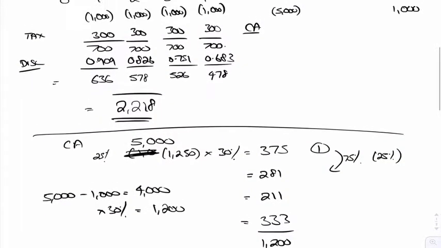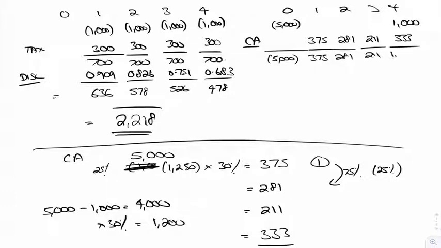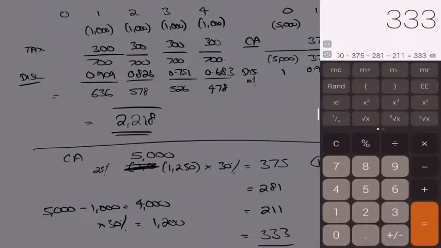So let's put those figures in then. So payable in the year, so in year 1 would be the 375, year 2 would be the 281, year 3 would be the 211, and finally year 4 the 333. Okay, so we've got 5,000 in year 0, we've got 375, 281, 211 and 1,333. And then we just discount them down at 10%. So that's 1, that's 0.909, that's 0.826, 0.751, 0.683. You get those from your table, and then we're just going to multiply these through.